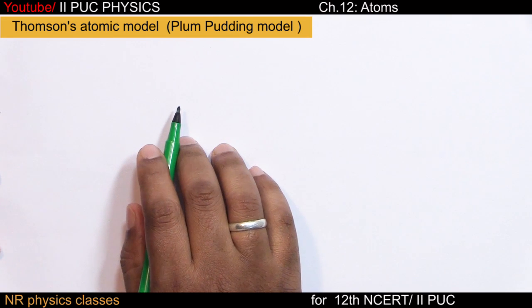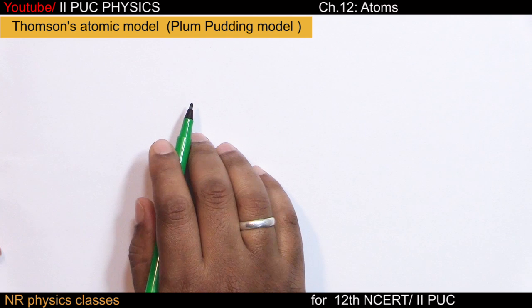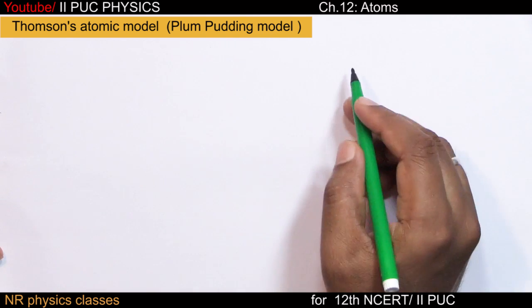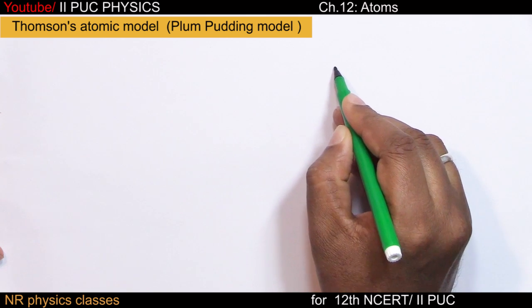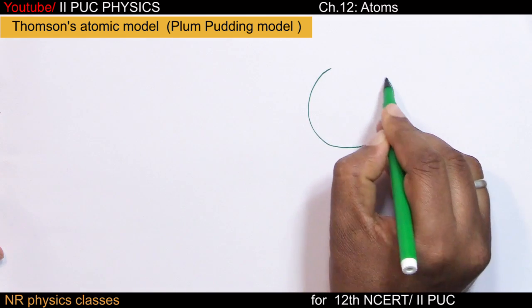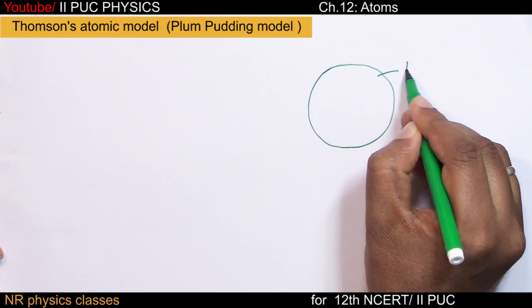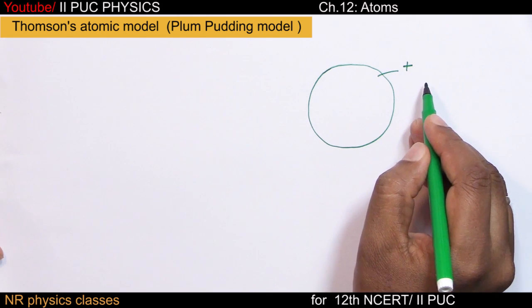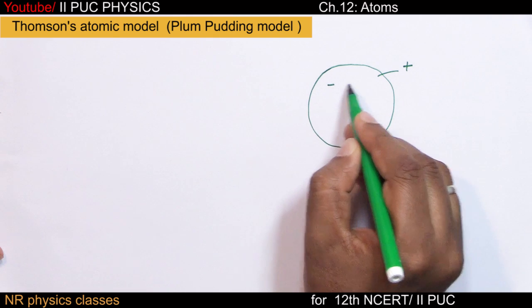Thomson's atomic model, also called the plum pudding model. According to this model, an atom is made of a positively charged matrix, and negatively charged particles are embedded in it.